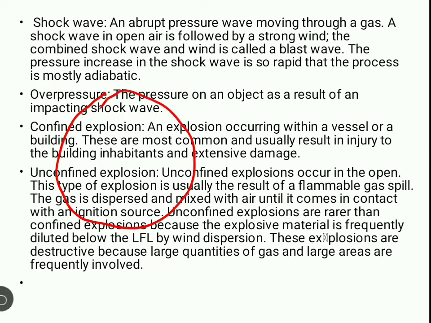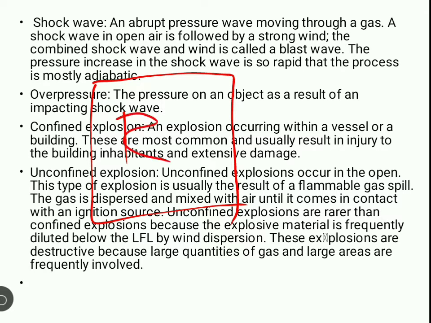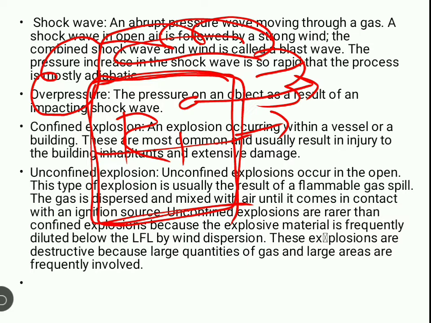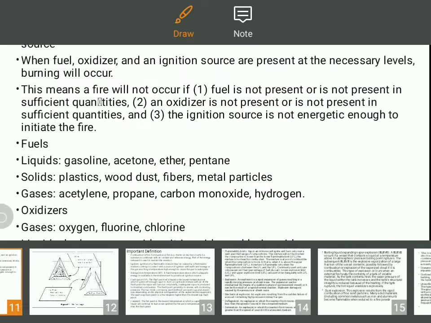Suppose this is a reactor, and due to some mechanical failure, some crack will happen in the reactor. Whatever liquid is present in it may convert into vapors, and that vapor will come out from the reactor. It may form a cloud of vapors, and due to dispersion, this cloud will spread throughout the plant.